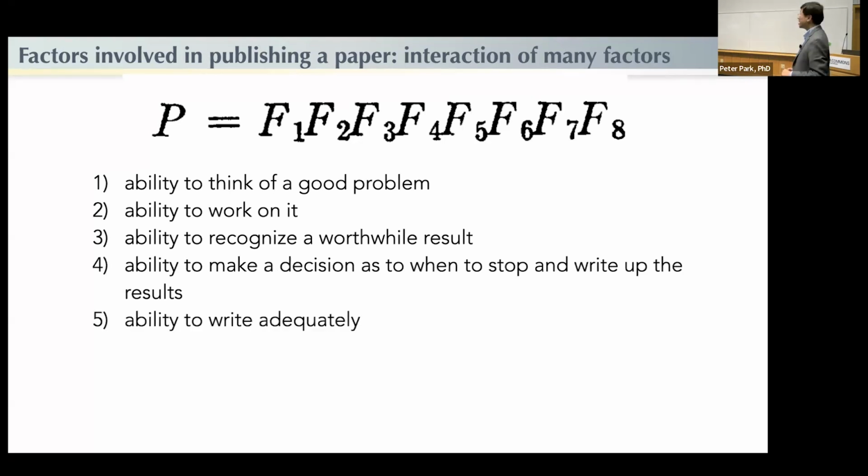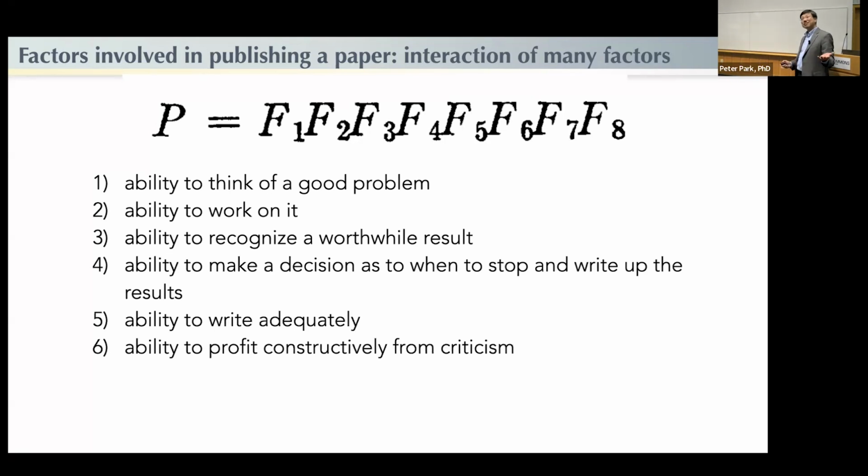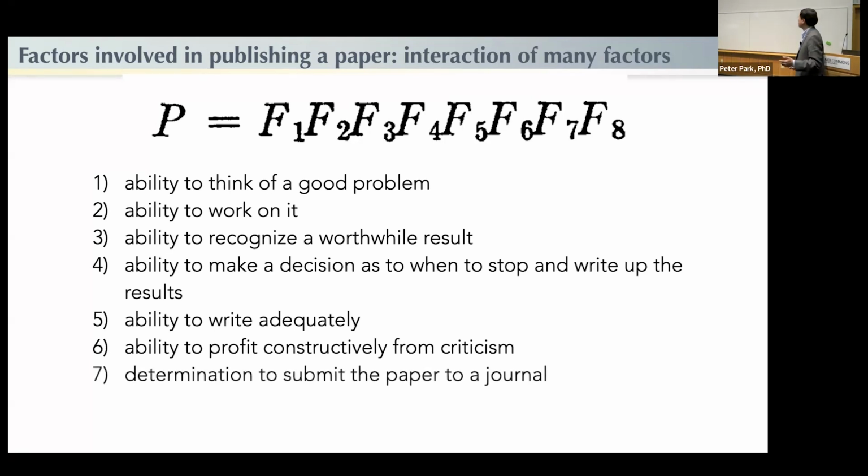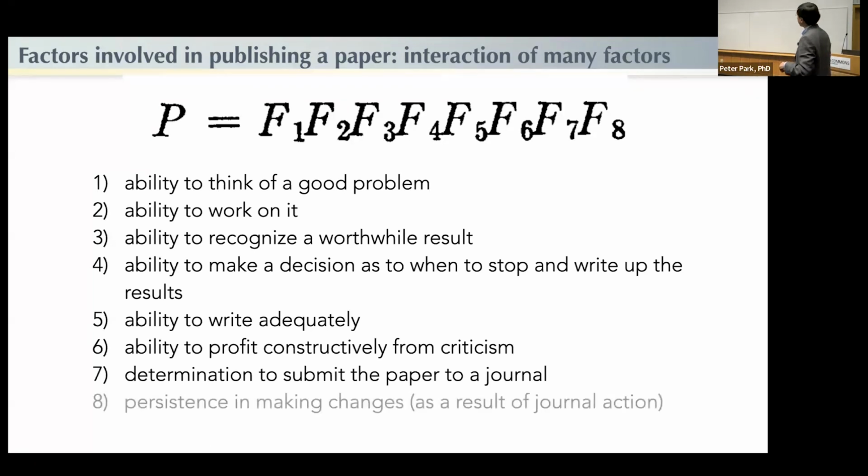And you need to listen to your PI for this. Ability to write adequately, right? Critical skill, right? Ability to profit constructively from criticism, right? This is an incredibly valuable skill. Determination to submit the paper to a journal, right? Some of you are probably thinking, oh, that's me, okay? Persistence in making changes as a result of journal action, right? Sometimes you get the review back, oh, I don't want to think about it, okay? Months go by, okay?